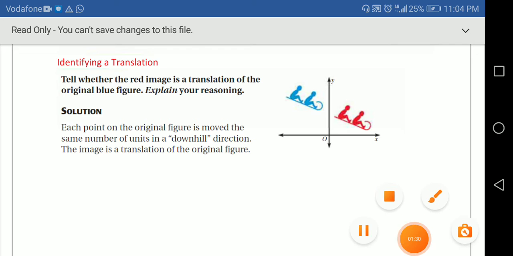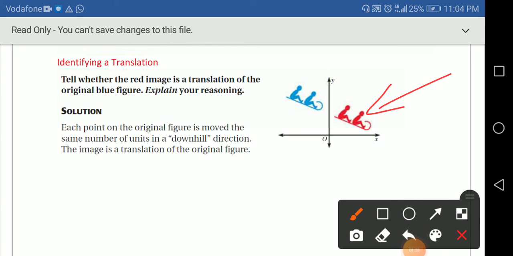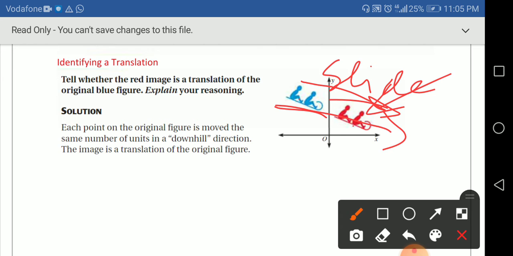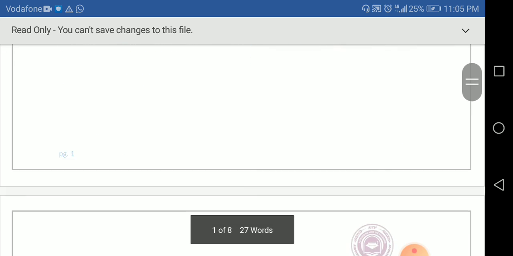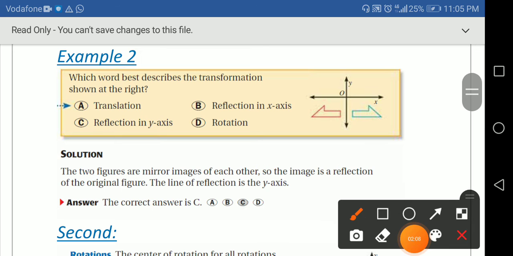For the translation, we have this example. It asks us to tell whether the red image is the translation of the blue original figure or not, and to explain your reasoning. Each point on the original figure is a translation, because we have just a slide, like the game slide. The original figure is moved in the same direction and by the same number of units. So this is called translation.